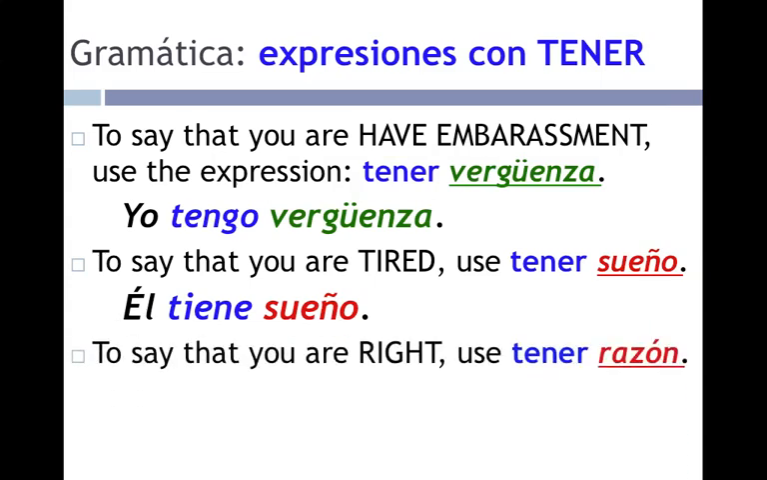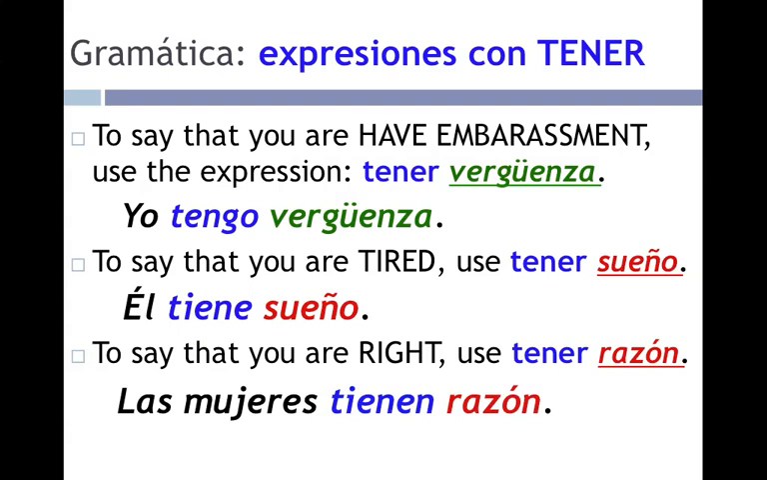Y finalmente, to say that you are right, you use tener razón, to have reason. Repitan, tener razón. Las mujeres tienen razón.